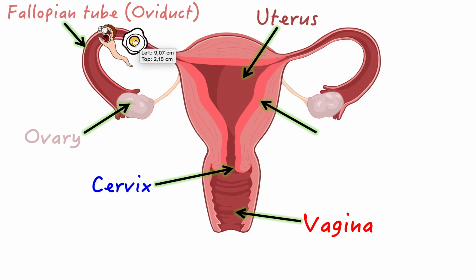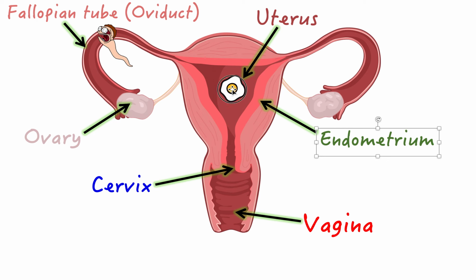The zygote will travel down this tube, divide and divide and divide, eventually entering the uterus, and then implants into this layer here. So it doesn't just stay in the uterus. In fact, it's going to implant into this red thick layer here called the endometrium. Okay, so it's going to come here and implant here and then divide, and basically eventually form a baby.